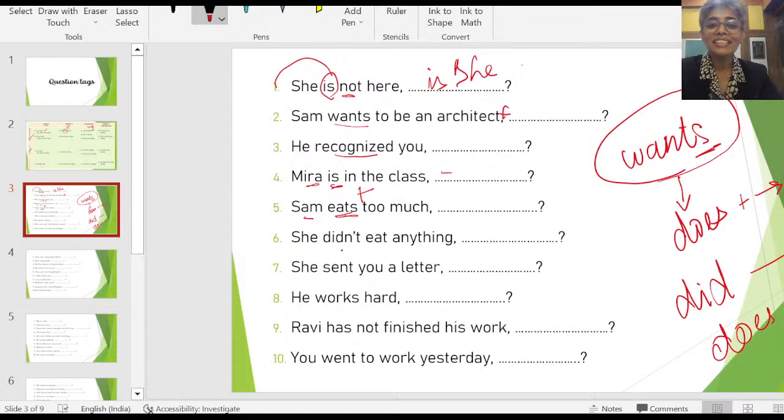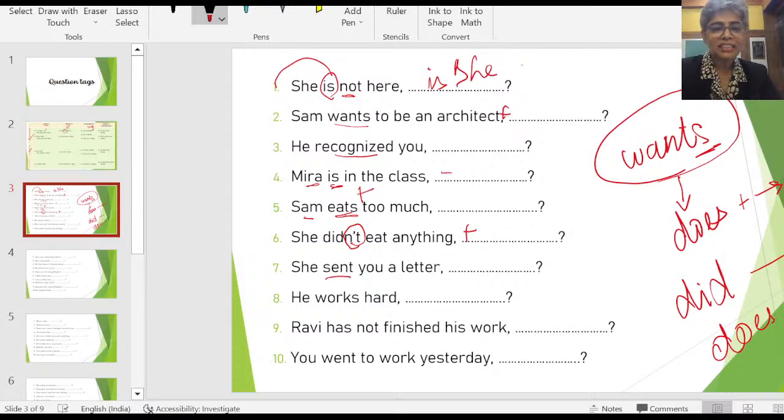Okay, she didn't eat anything. Now this has a negative in it. So you don't need to use a negative now. So the negative will become a positive. So she didn't eat anything, did she? So did not will become did. Did she?